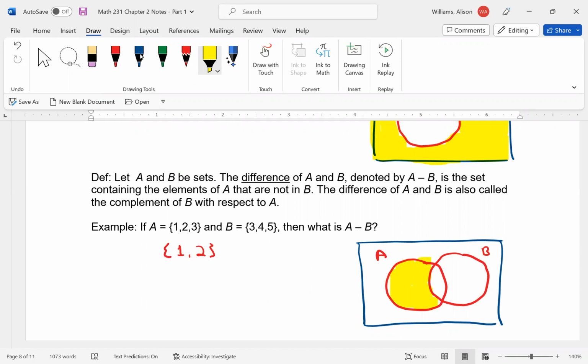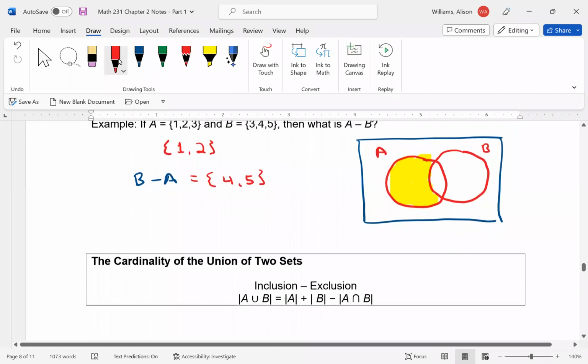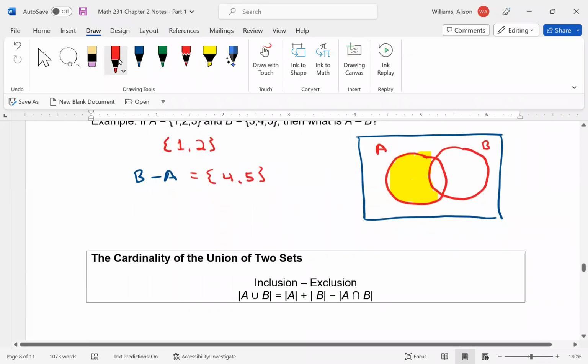Real quick, I do want to make a note that we could go the reverse direction. Here, let me use a different pen. B minus A. So these are things that are in B, but not in A. So in this example, that would be 4 and 5, because those are things that are contained in B, but not in A.